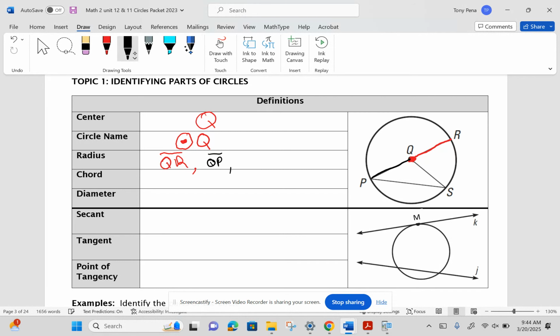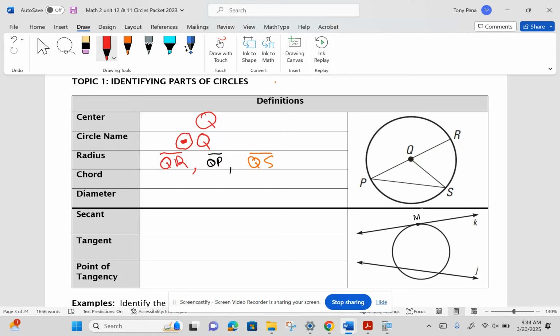And then there is a third one. What's our third one, Dan? Good. QS is a radius. Okay, all of them are segments. If I ask for all of them, you would show me all of them. If I just ask for one, make sure you give me one of them. All right, so that's that.